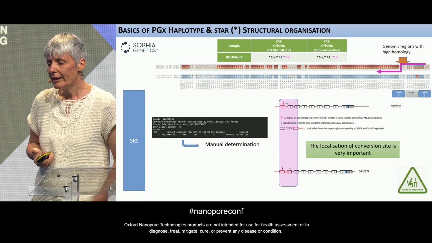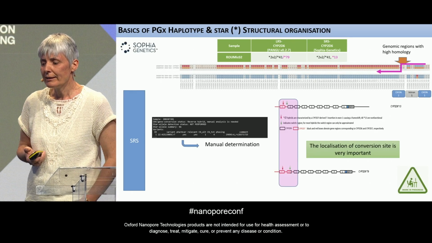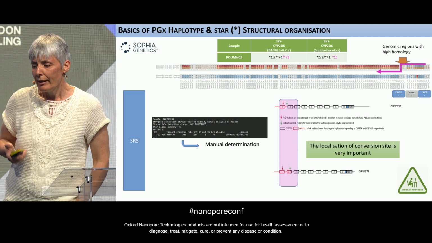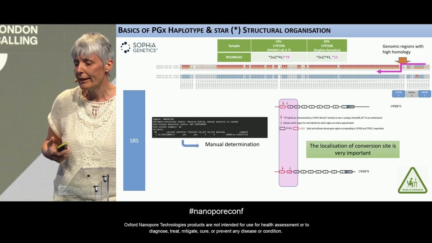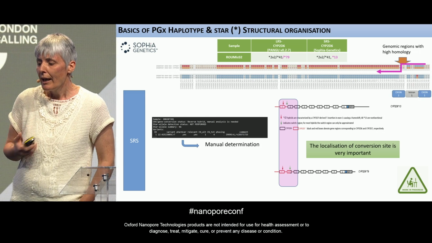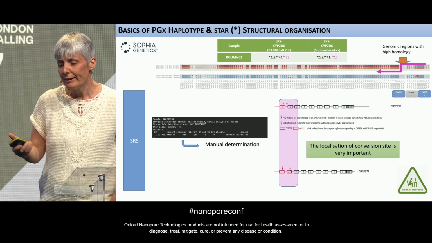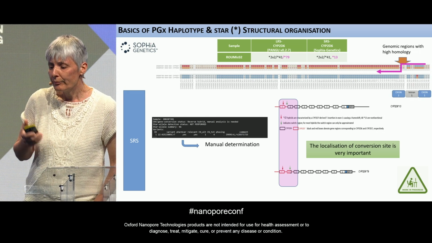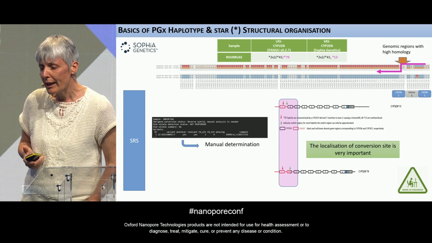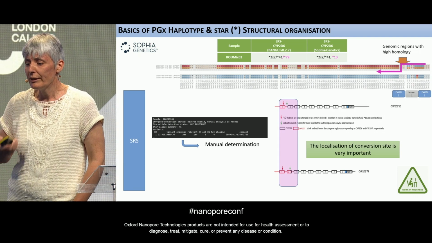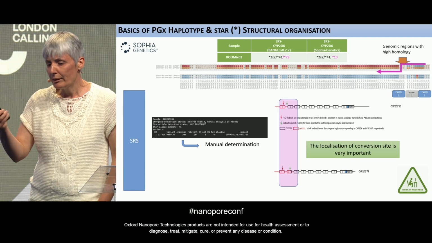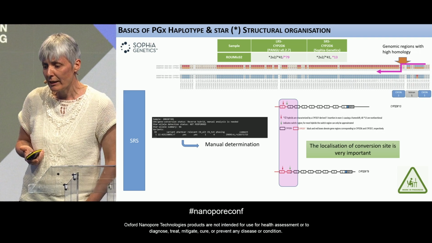And in this case, it will be very nicely highlighted because in my routine, using the information I had when I did this testing, I couldn't identify precisely the conversion site in this hybrid. It's in a genomic region with high homology between CYP2D6 and CYP2D7.